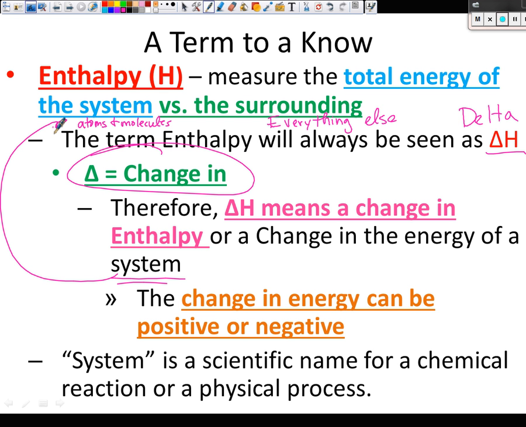Now, you've already told me it can't be created, it can't be destroyed. I told you this several days ago. There are 2 ways energy is viewed. What are the 2 things energy can do? It can either be blank or blank.